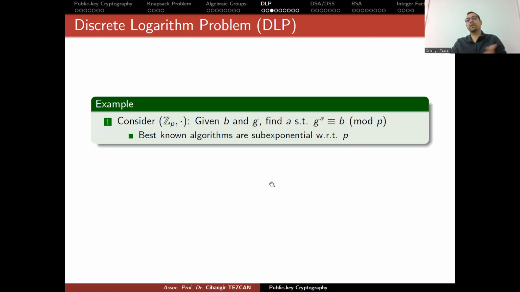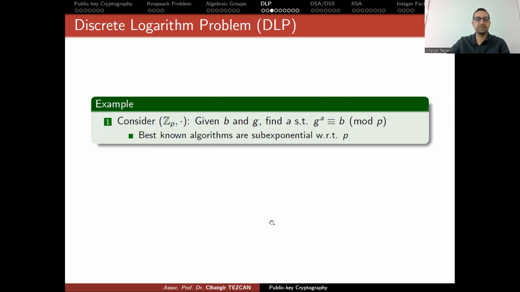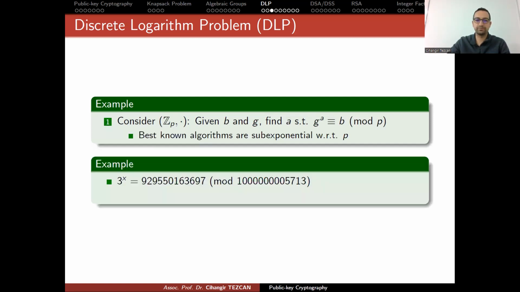So the best known algorithms to solve this problem are sub-exponential with respect to P. This is why we can use it in our security, okay? We don't have a polynomial time algorithm to solve this problem. The previous ones here can be solved in polynomial time, some of them actually in constant time.